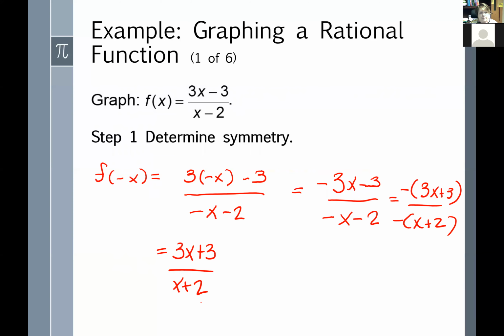No. Is it exactly the opposite of the function I started with? No. If it were the opposite, it would look like this. So it is not the same. It is not the opposite. So there is no symmetry. So it's not symmetric with respect to the y-axis. It's not symmetric with respect to the origin. You can graph this and see this. So if you don't want to do the plug and chug, graph it and look at it to determine if it has any symmetry.